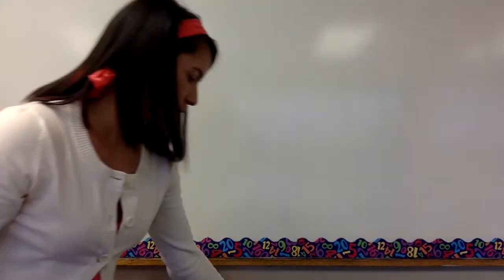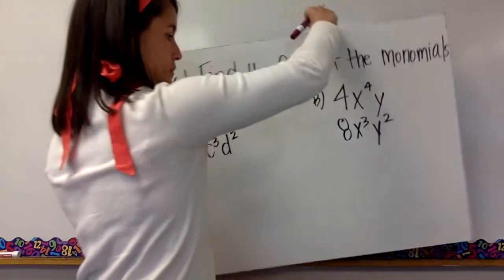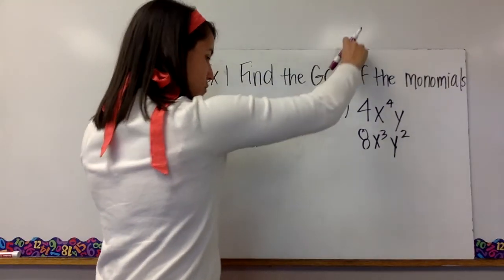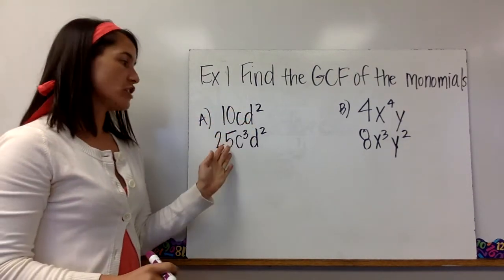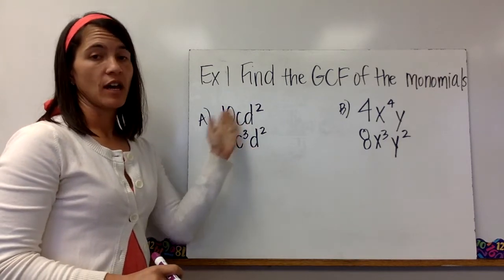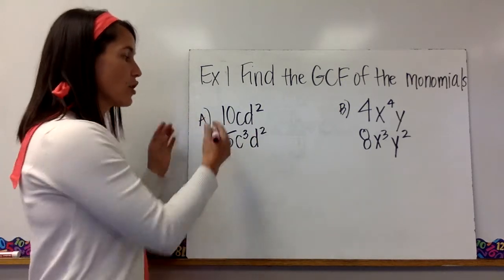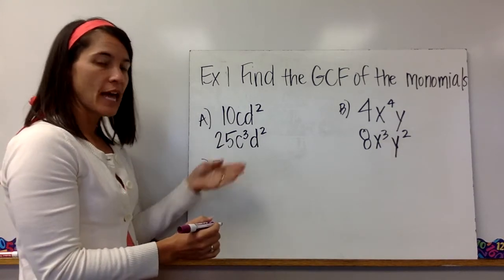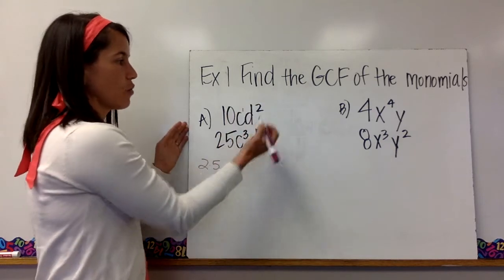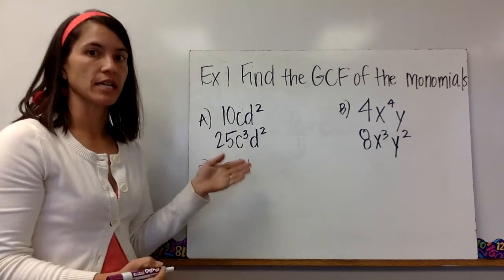All right, example 1 says find the greatest common factor of the monomials. In example A, we have two monomials, 10cd squared and 25c cubed d squared. We need to find the greatest common factor, so we're going to do the prime factorization. For the value of 10, that is 2 times 5. Those are both prime factors. Then c is like an exponent of 1, so we have c. And d squared means we have two d's. D times d is d squared.